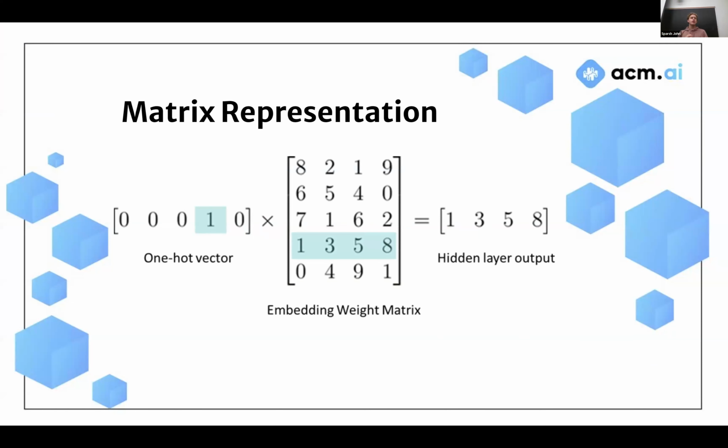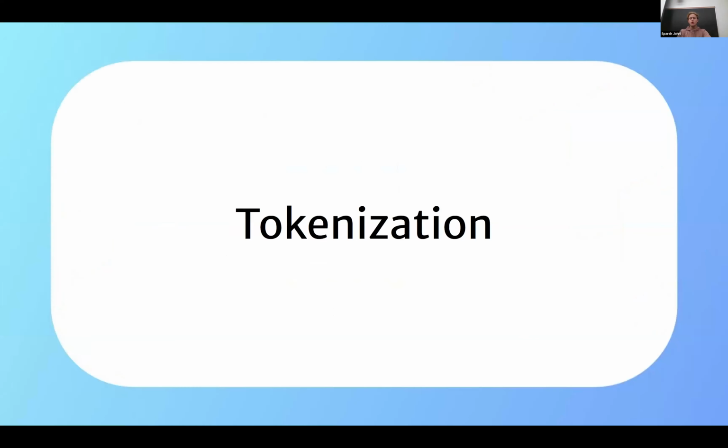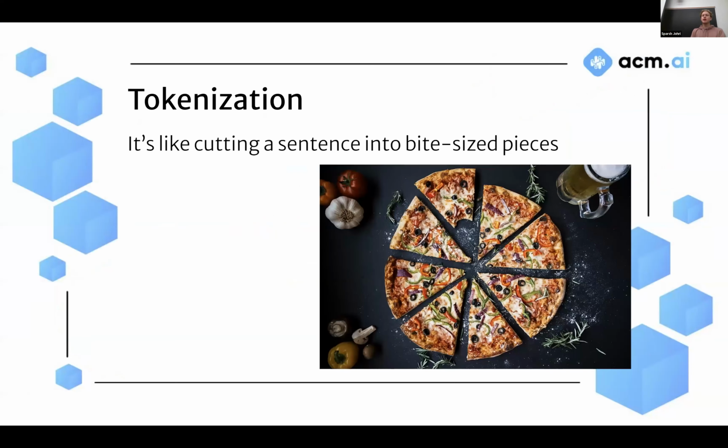But then sometimes we also get sentences. The question that arises there is, how do we break down sentences into words? There are many ways to do that, and the way we do it is with tokenization. So we basically cut a sentence into bite-sized pieces, but the exact way we cut it can vary drastically.